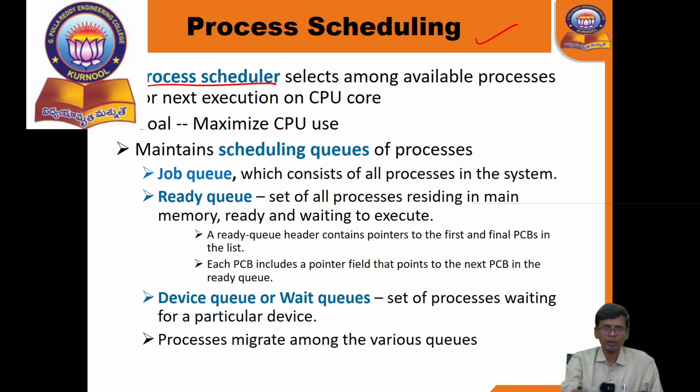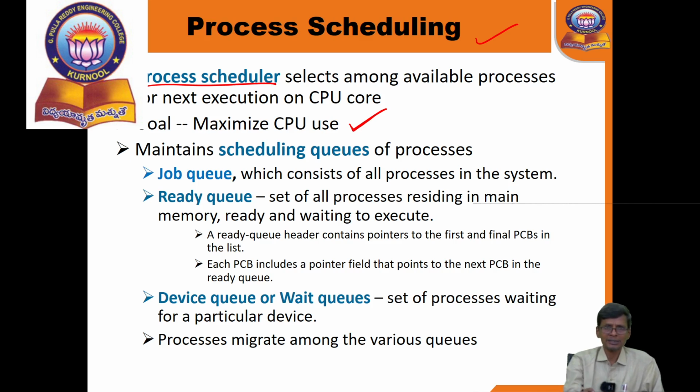The main goal of process scheduling is to maximize CPU use. The CPU will do some operation at any time. So for better performance, we expect the CPU to always be busy. We cannot expect the CPU to be idle, because if it is idle, no operations will be done. If the CPU is always busy, the performance will automatically increase. So the main goal of scheduling is to maximize the CPU use.